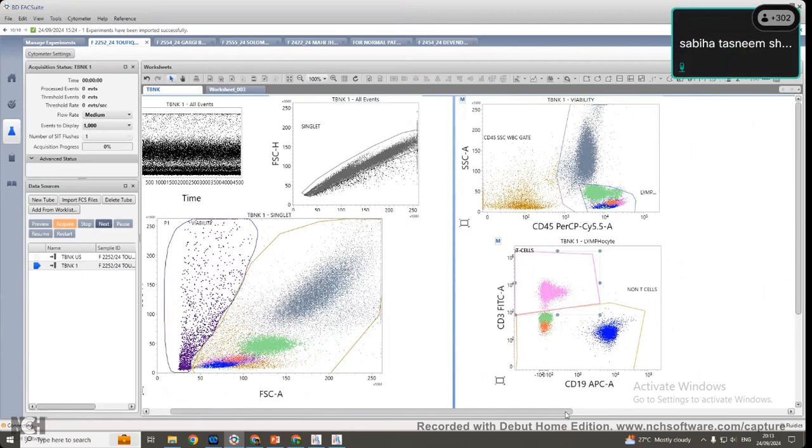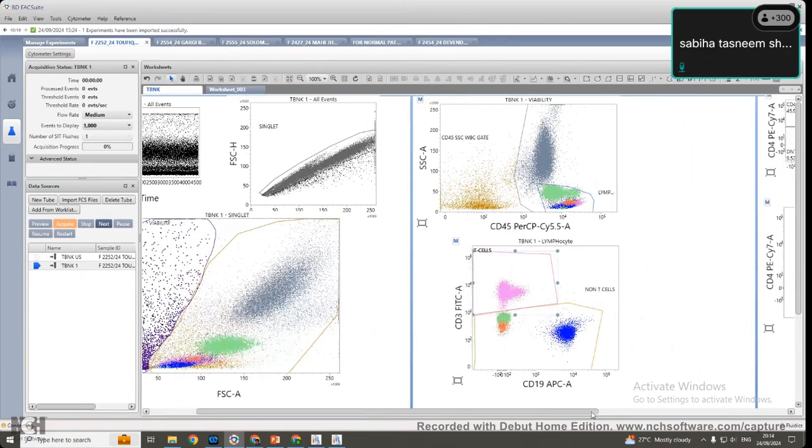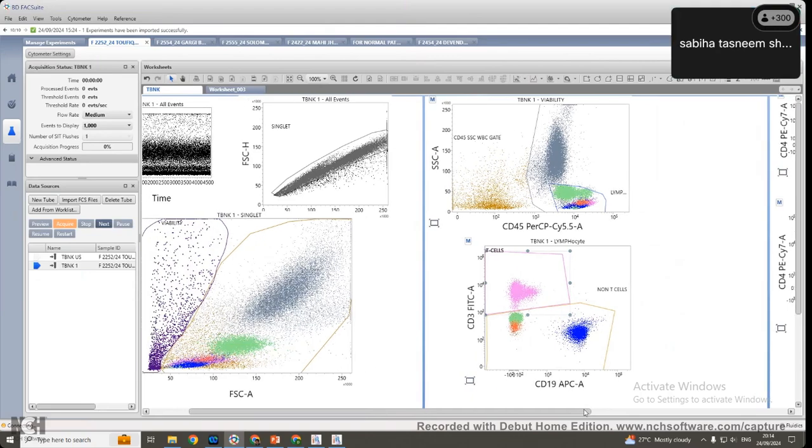Why is it monocyte? Sir, it has low side scatter and dim CD45. So the location on the FSC-SSC plot is lower side scatter as compared to neutrophil and above the lymphocyte. That is what you're trying to say, right? Yes, sir. So I am telling you this is a normal sample.